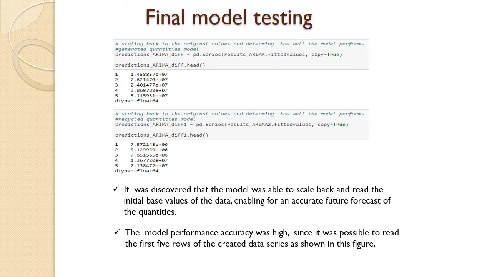While testing the final model accuracy prior to forecast, it was discovered that the model was able to scale back and read the initial base values of the data, enabling an accurate future forecast of the quantities. The model performance accuracy was high, since it was possible to read the first 5 rows of the created data series as shown in the figure above.